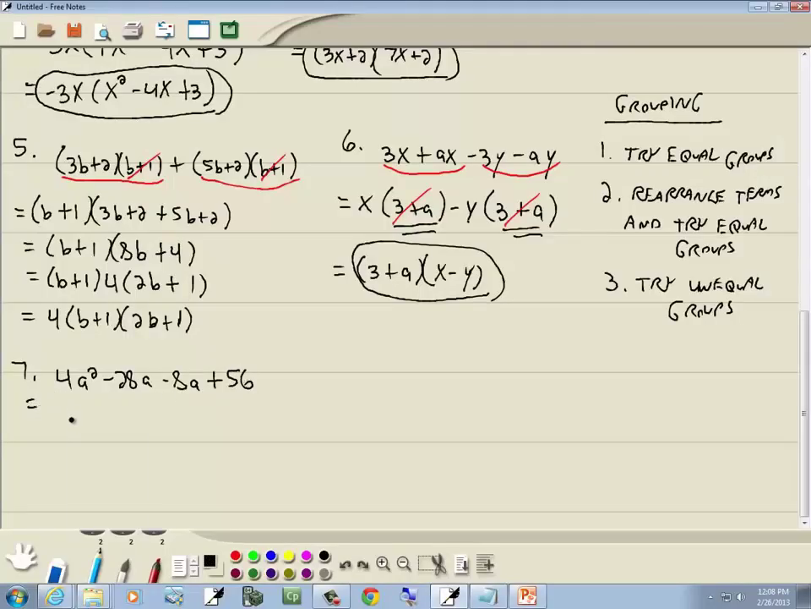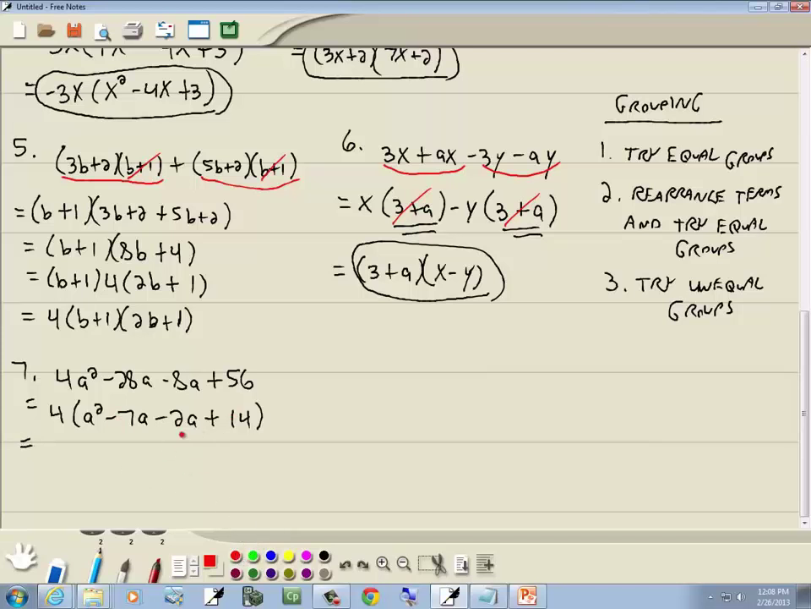Well, first off, GCF. I notice that they're all divisible by 4, so I can factor a 4 out. And that leaves us a squared, minus 28 divided by 4 is 7, so 7a, minus 8 divided by 4 is 2, so we've got 2a, plus 56 divided by 4 is 14, like that. So always look for your GCF first.